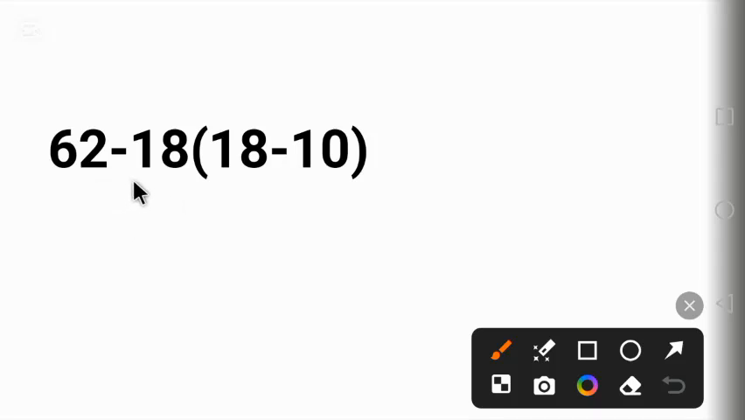The common mistake people make in this kind of equation is that they begin from left and solve subtraction first. 62 minus 18 will give us 54. 54 times 18 minus 10 will give us 8, and that will give us 432. This answer is not correct.